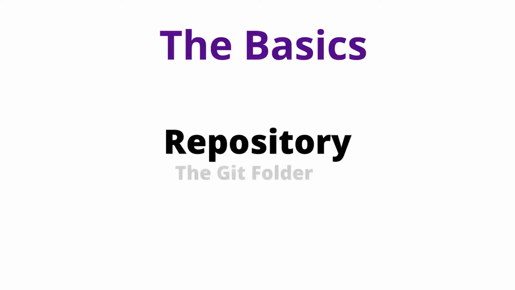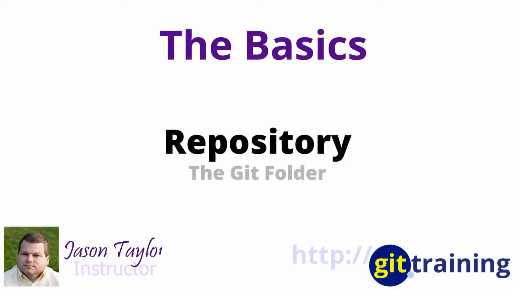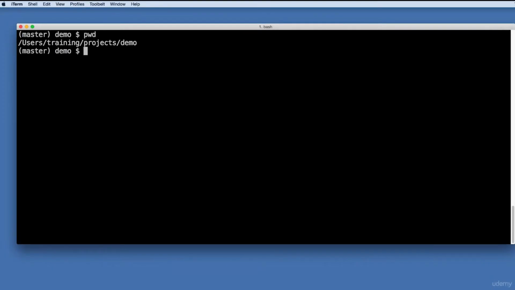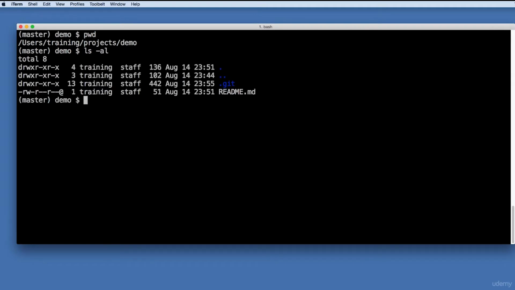Welcome. In this video, I'm going to show you the inner workings of the Git repository. I'm currently in my demo repository, and we currently have one README file, which has been committed. What's interesting is this specific folder that we're currently in, the /project/demo folder, is the working directory of our Git repository. The actual Git repository is contained within the .git folder itself.